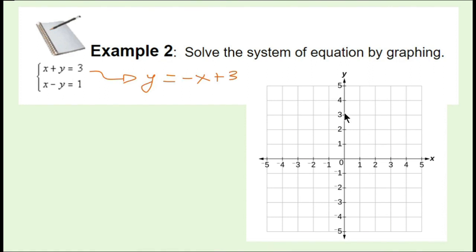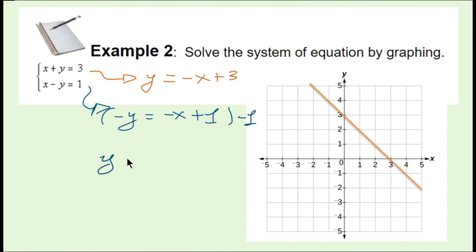So y-intercept is 3 and slope is negative 1, so 1 to the right, 1 down. And so we need to connect the dots. So let us connect the dots here. Well, this is the perfect graph of this equation. And now let's do the second one. So x minus y is equal to 1, leave y alone. Negative y is equal to negative x plus 1, and we need to have a multiple of 1 in front of y, so multiply everything by negative 1 to make this y positive. Y is equal to x minus 1, right?